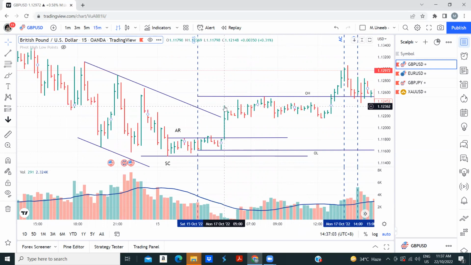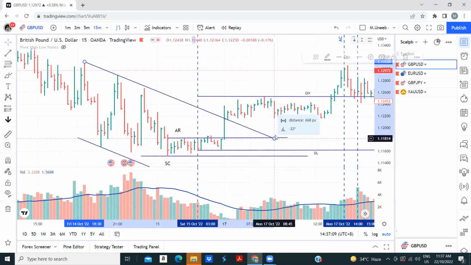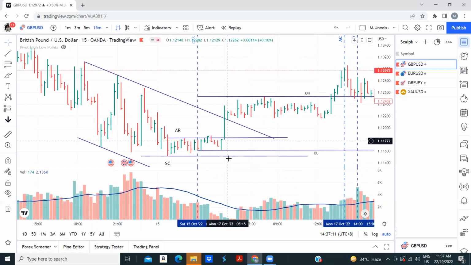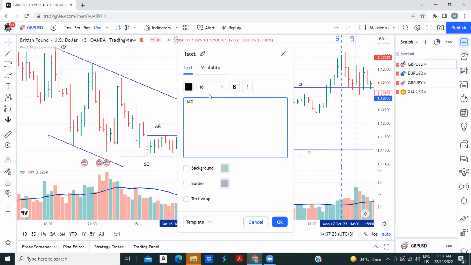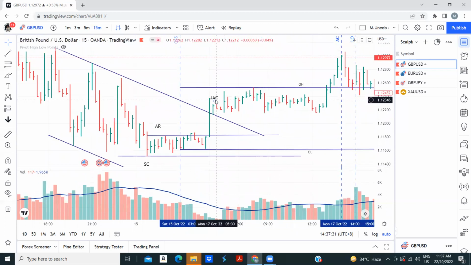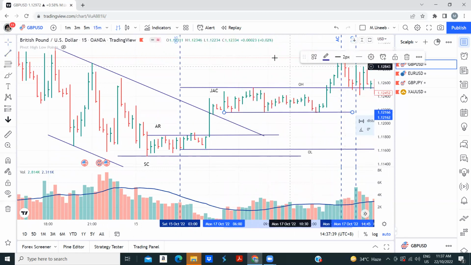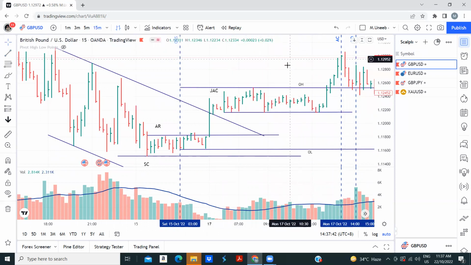One problem which I see here is you have to extend this channel, of course. How does the price break through it? What's going on here? We have an increasing volume. Yes, we have increasing volume. So of course this is JAC, right? Then what's next? Increasing volume. Yes. So this becomes what after JAC? Reaccumulation.